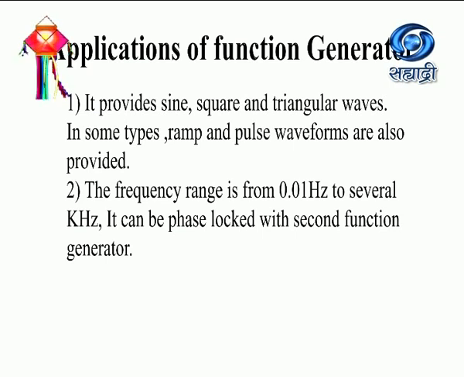Second application, the frequency range is from 0.01 Hz to several kilohertz. It can be phase locked with a second function generator. So if we are using a function generator, we will get a minimum range of frequency and a maximum range of frequency. So you can generate this type of frequencies by using this function generator.